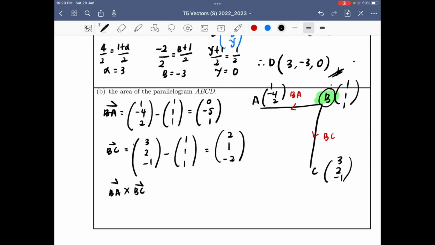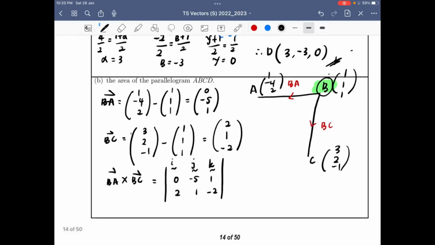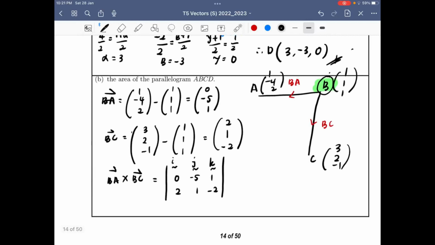BA cross BC is equal to the determinant with rows i, j, k; 0, -5, 1; and 2, 1, -2. Okay, equal to i, j, k with signs plus, minus, plus here.